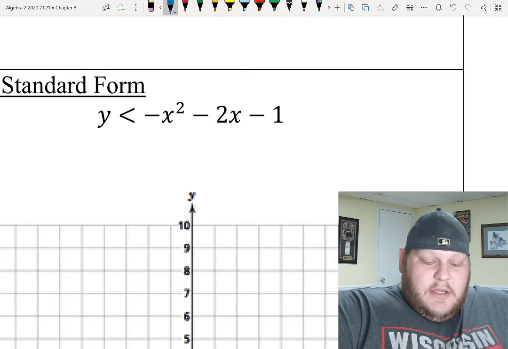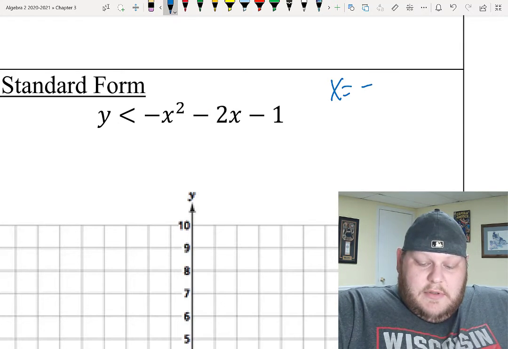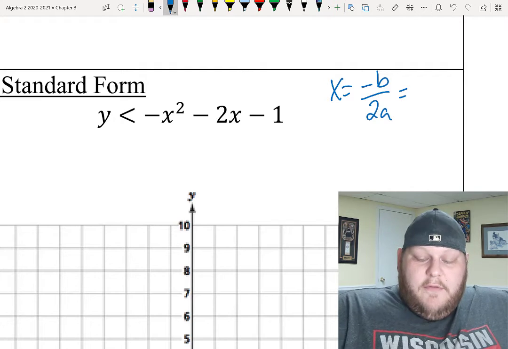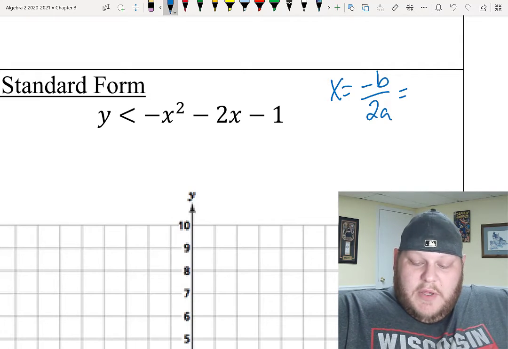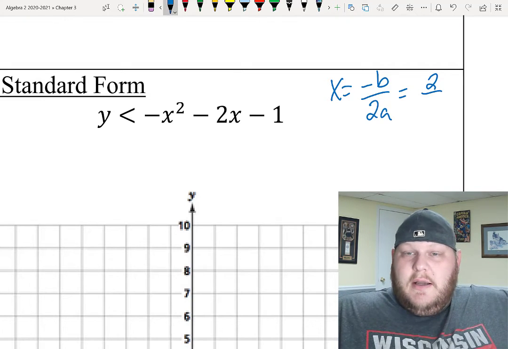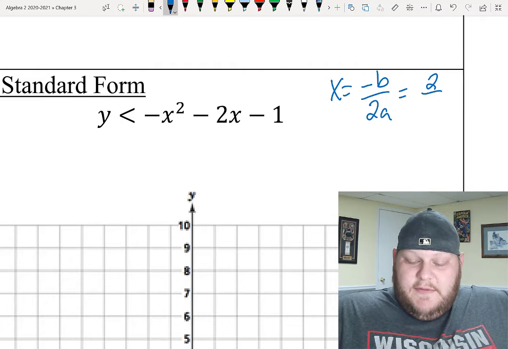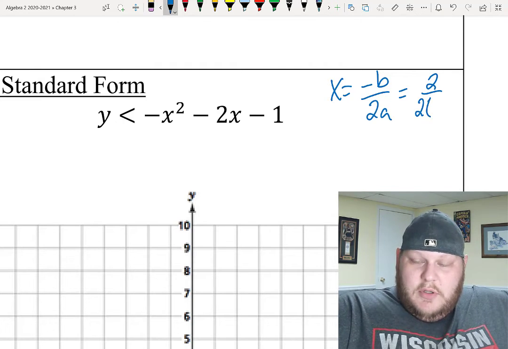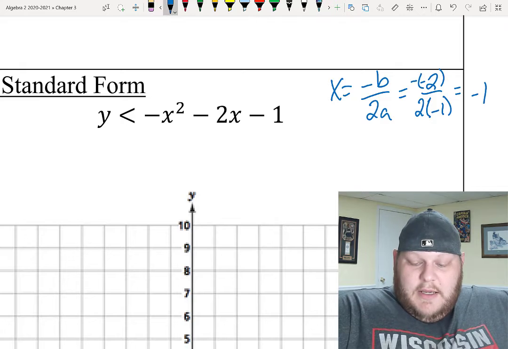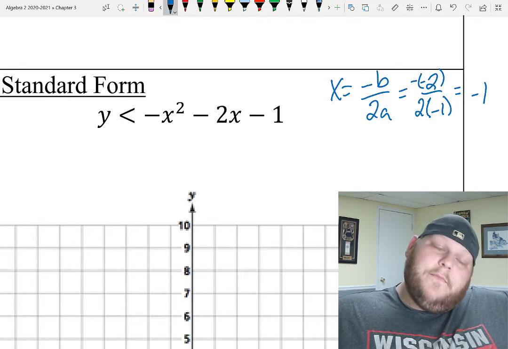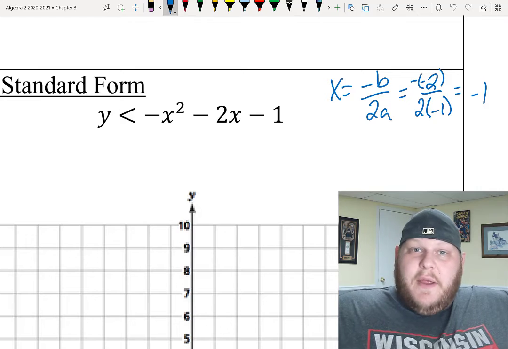That's by using my x equals negative b over 2a formula to figure out what my AOS is. So here, negative b would be positive 2, right? Because b is negative 2, so negative b is positive 2, over 2 times negative 1, and that gives me 2 over negative 2, which is just negative 1, right? Because up here this is a negative b. So negative 1 is my x value for my vertex.